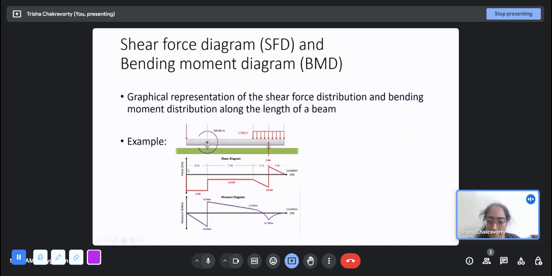For example, this is a slightly more complicated example. While drawing the BMD and SFD, we take the beam and draw a straight line that represents the axis of the beam. And in the shear force diagram, any place where there is a point load, there has to be a jump. So here there is a point load, there is a jump in the shear force diagram. This is basically a reaction. A reaction also acts like a shear force on the structure, because a structure cannot distinguish between a reaction and an applied shear force.